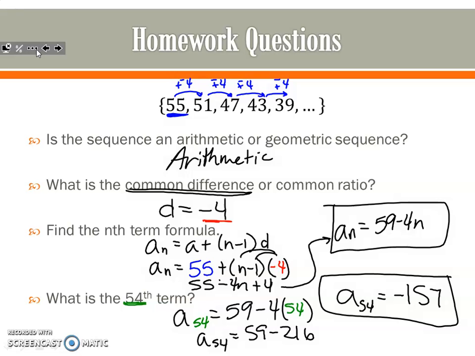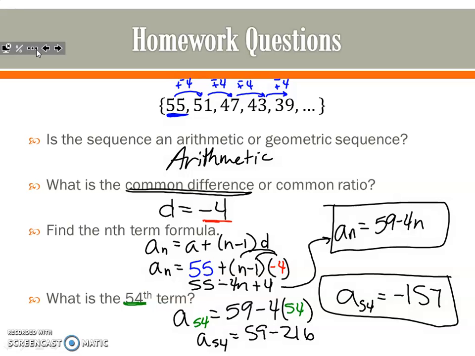Arithmetic I've seen show up on the ACT probably over half the time. Geometric I haven't seen as much. The arithmetic I will say is a little bit more complex than just these. Sometimes they're not too bad at all. But knowing this formula, your nth term formula, will definitely help you when you're dealing with your arithmetic sequences.